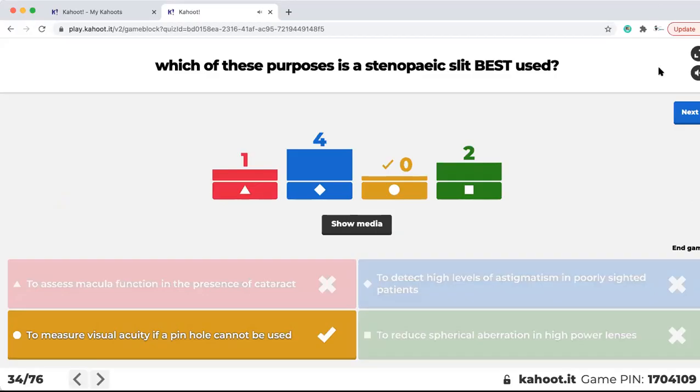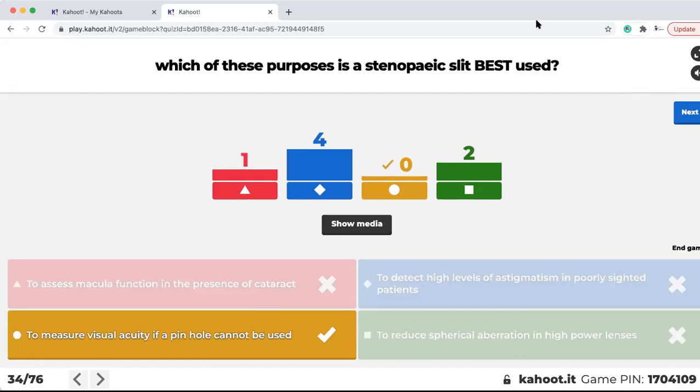Okay, let me also tell you my perspective on this question, as I also feel it is a very tricky question. For which of these purposes is the stenopaic slit best used? To assess the macular function in the presence of cataract, we agreed that this is not the use of the stenopaic slit, as the stenopaic slit is used to identify the axis of astigmatism and the power of astigmatism. So this is not the true answer. To reduce optical aberrations in high-powered lenses, again, this is not true. This is not the value of the stenopaic slit.